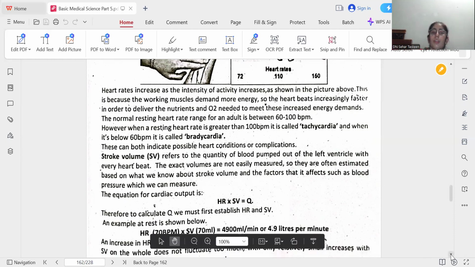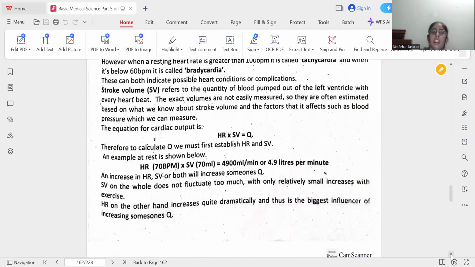The equation of cardiac output is HR × SV. Therefore, to calculate Q, we must first establish HR and SV. An example at rest is shown below: HR 70 bpm multiplied by SV 70 ml. The example is being shown.